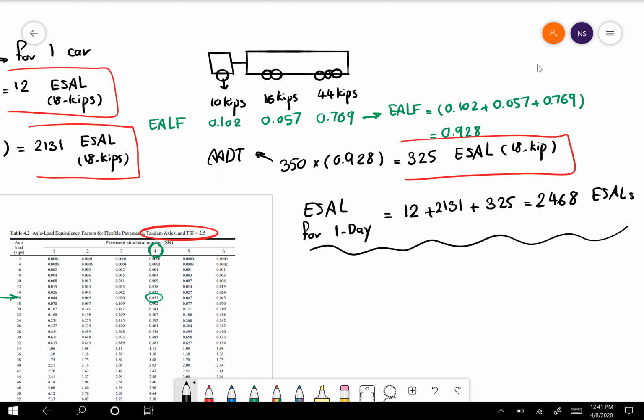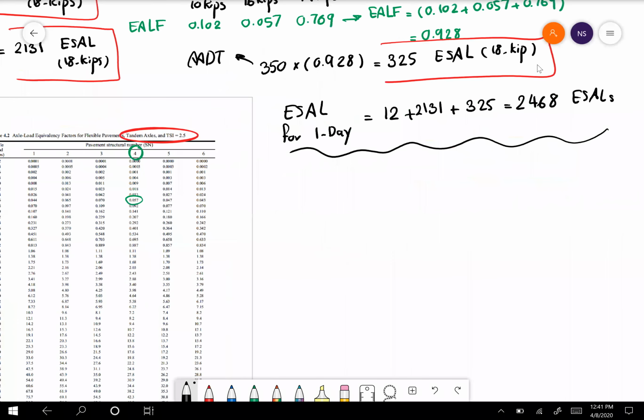Why? Because this is only for one day, and we are actually designing the pavement for 10 years, right? So what we do is, ESAL for 10 years is ESAL for one day times, for a year is gonna be times 365, and for 10 years, it's gonna be times 10, right? So we have 1 day times 365 times 10. That's 9 million.